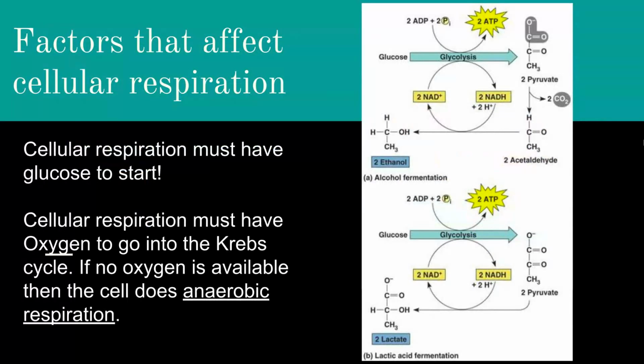There are also factors that can affect the rate of cellular respiration. You have to have glucose. If there's not glucose, it's not going to be able to happen. You also have to have oxygen in order to do aerobic respiration. If you do not have oxygen, you're going to do anaerobic respiration, which is not as efficient as aerobic respiration.